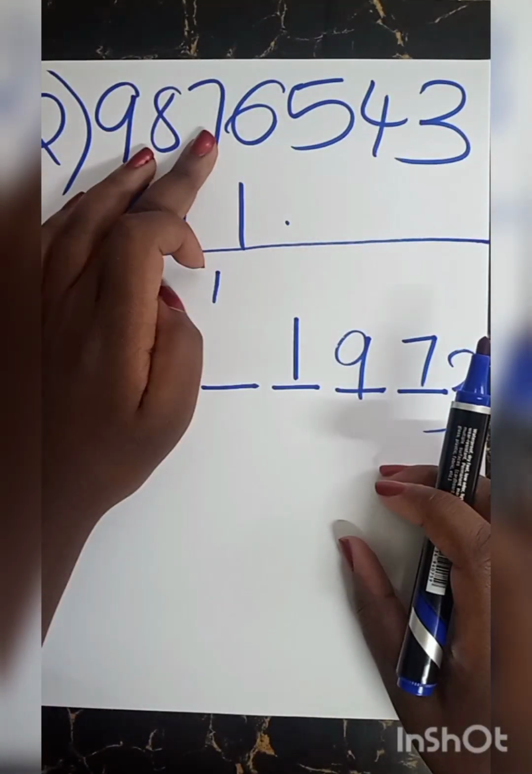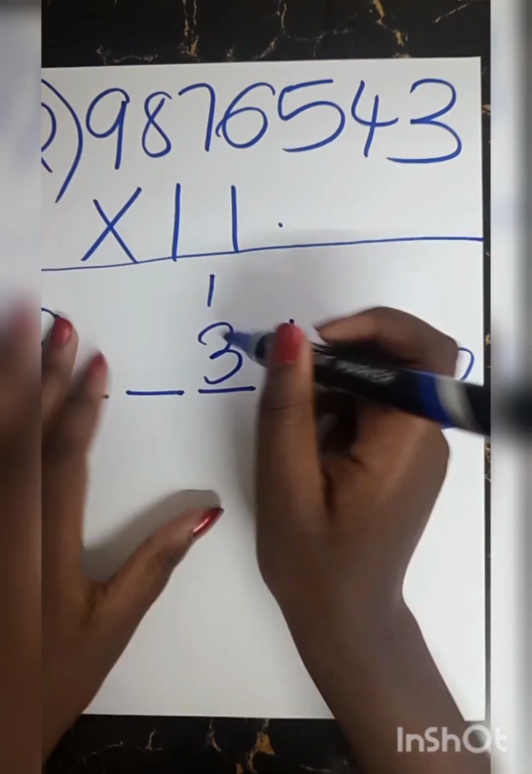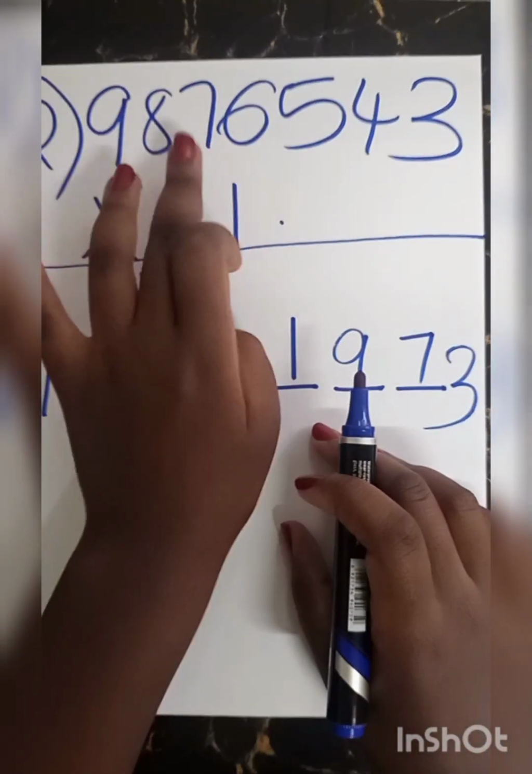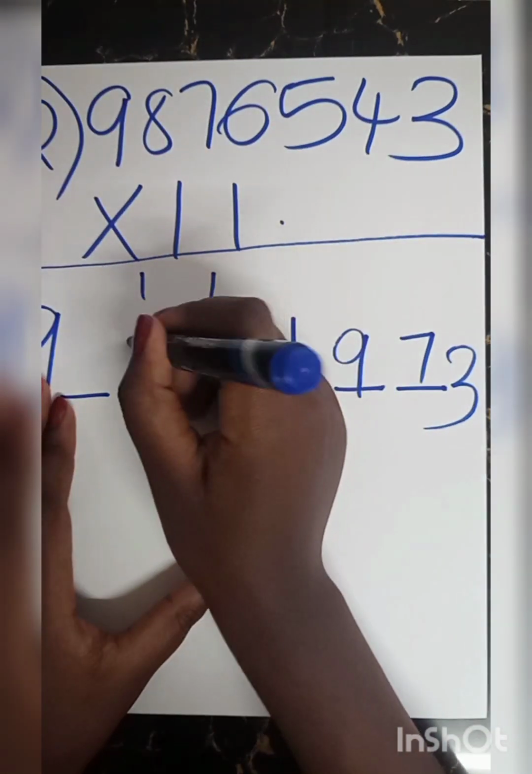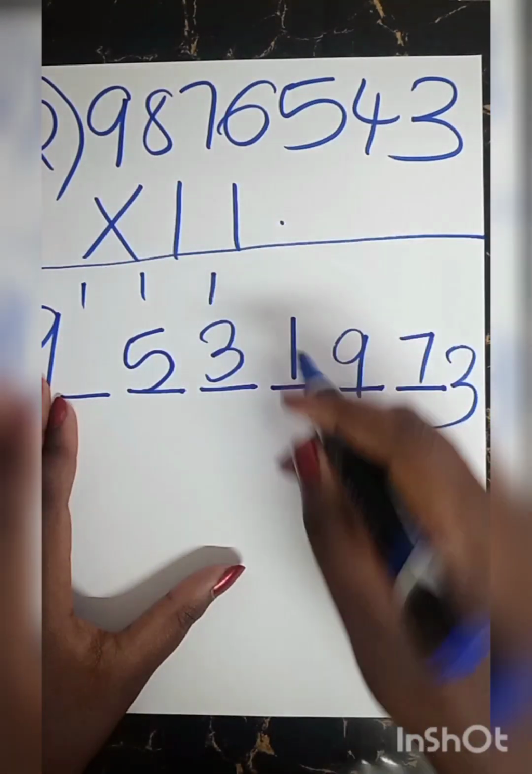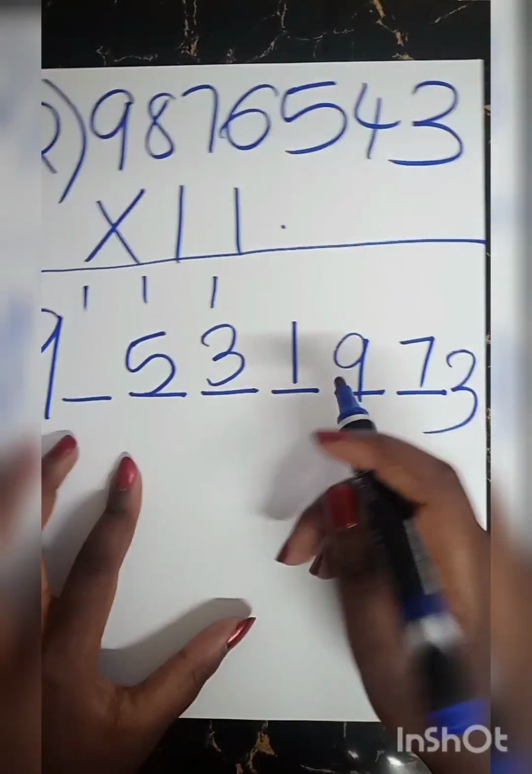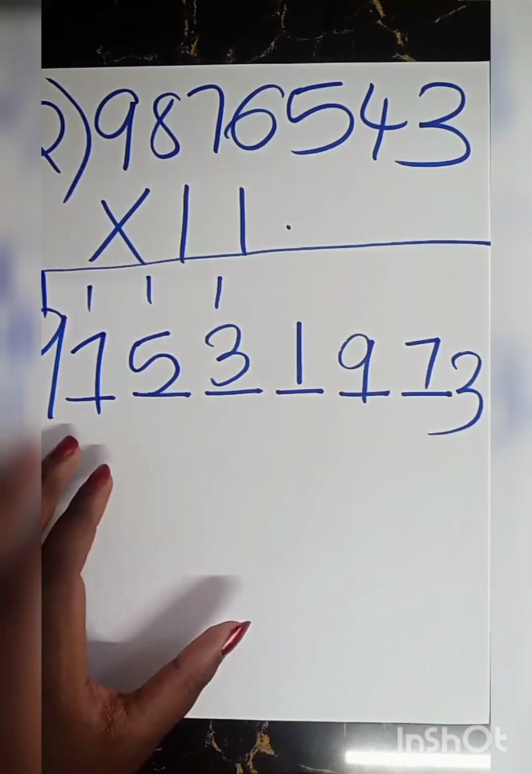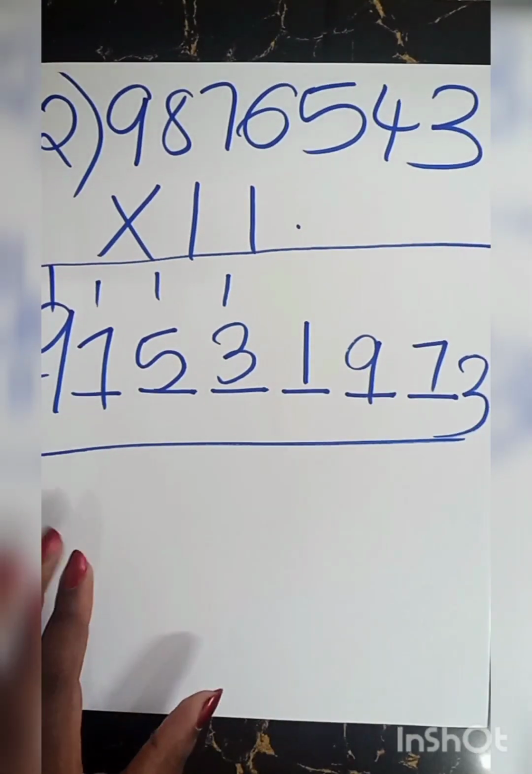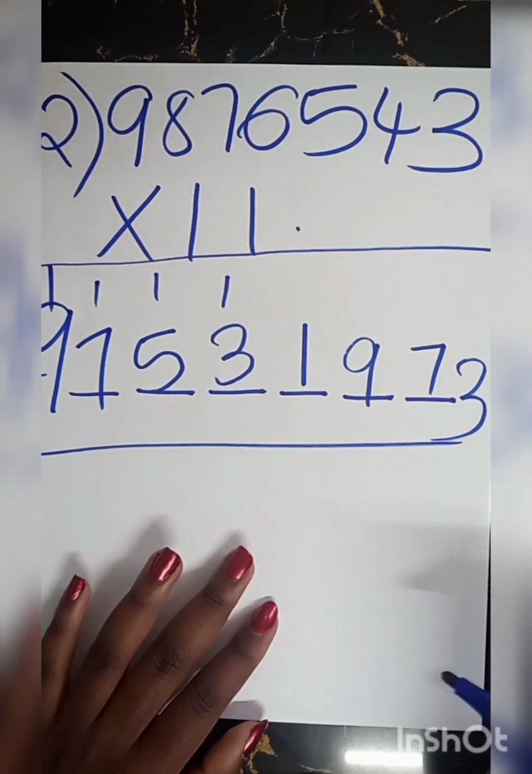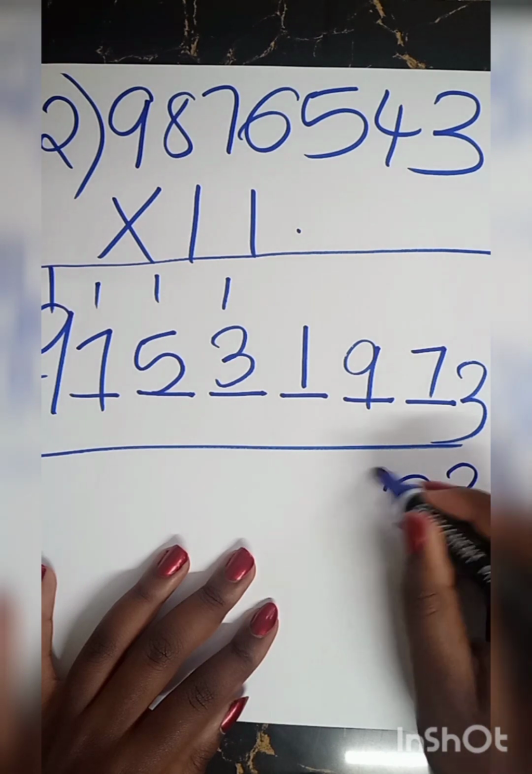6 plus 7 is 13. So 3 carry 1. 7 plus 8 is 15. So 5 carry 1. 9 plus 8 is 17. So 7 carry 1. Okay, so the last step is to add this number here with the numbers that you've carried. So when you do that, you get 3, 7, 9, 1.